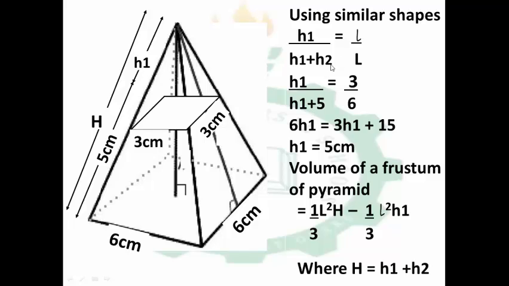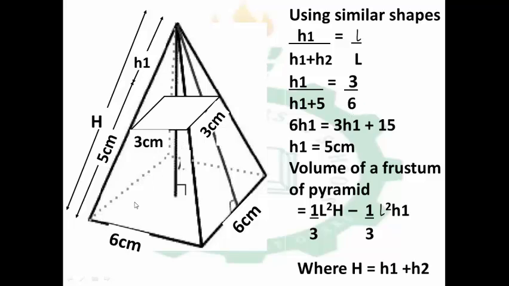Look at it here. We have h1 over h1 plus 5 equals, our small l is 3. That is the dimension here, 3 centimeters. Then for your bigger L, that is what? 6 centimeters. And when you cross multiply, you are going to have 6h1 equals 3h1 plus 15. And this will give you h1 equals 5 centimeters.